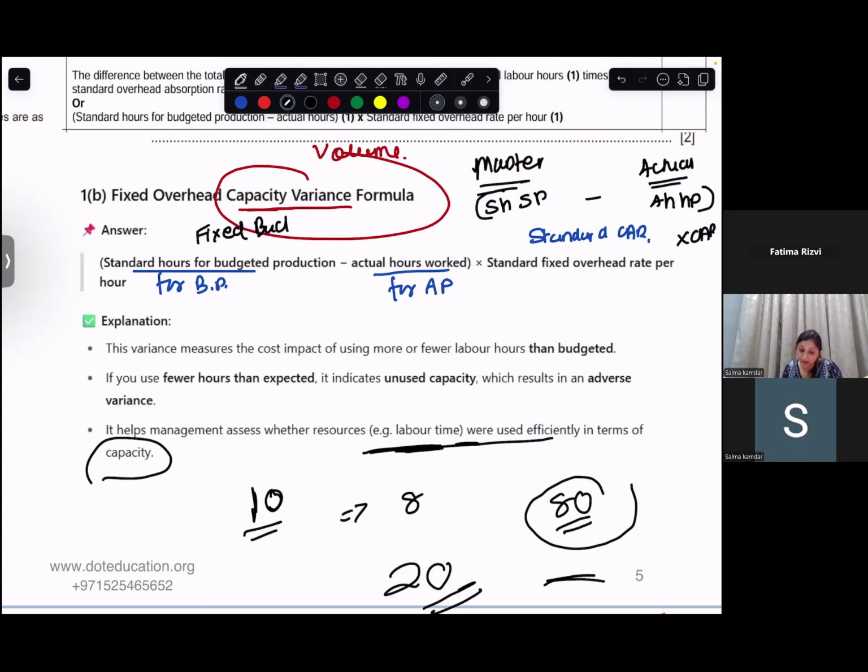Standard production is basically the budgeted production. So it helps the management to assess whether you're using your resources, as in the labor time, efficiently in terms of capacity or not.